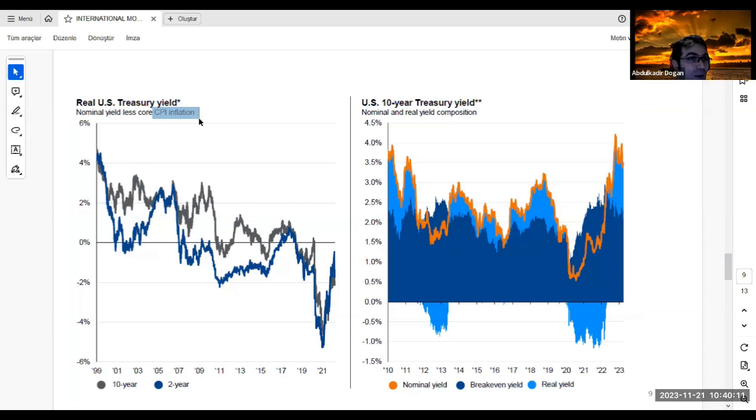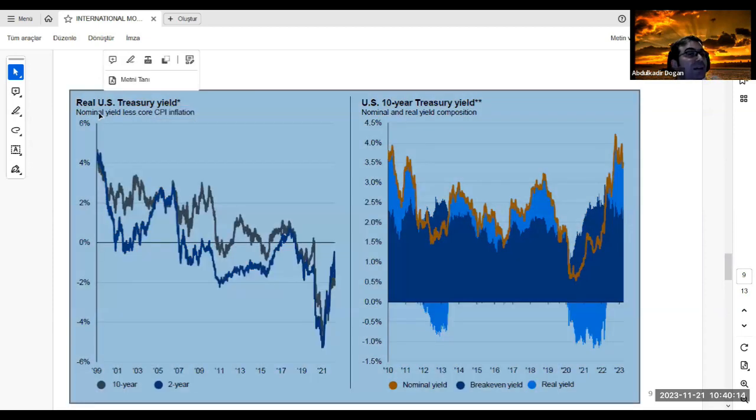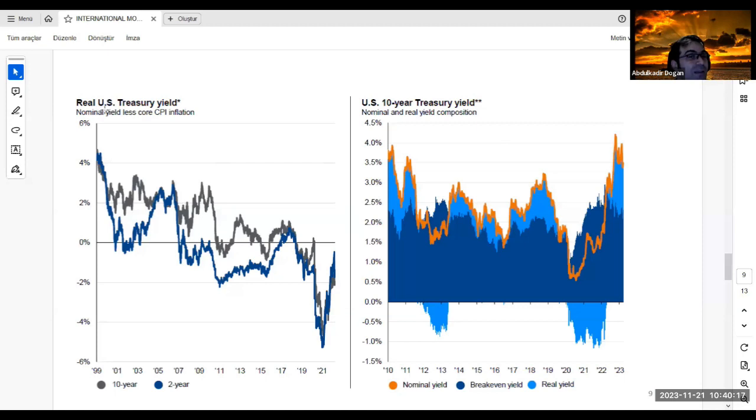So if I decrease my inflation from the nominal yields, I will reach the real yields. Nominal yields minus inflation will be my real yields. As you see, during the COVID crisis, all the United States Treasury yields had a negative return. Can anybody buy a position in this market? No, because they know that their real return at the end of the year will be negative.